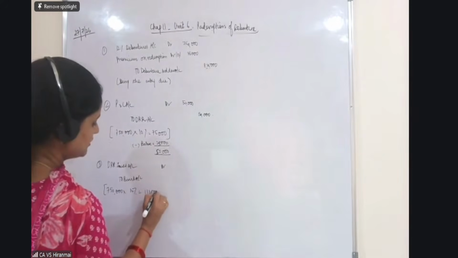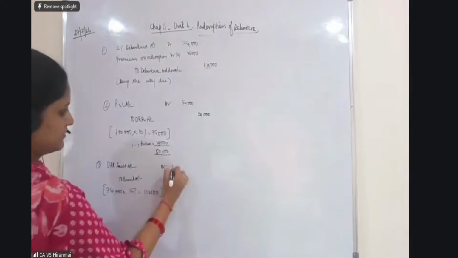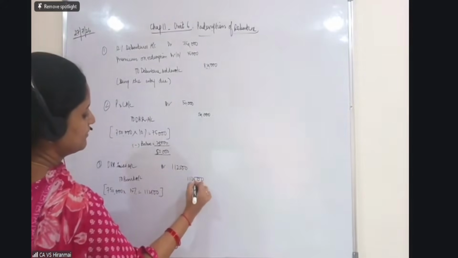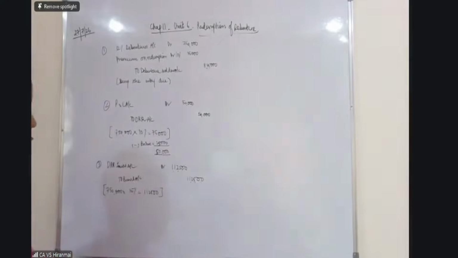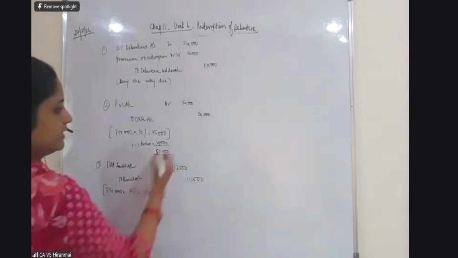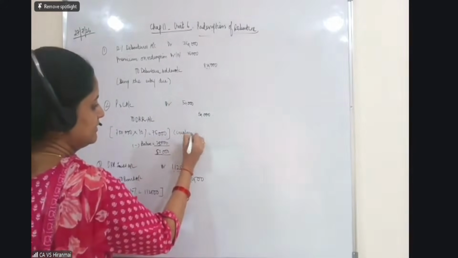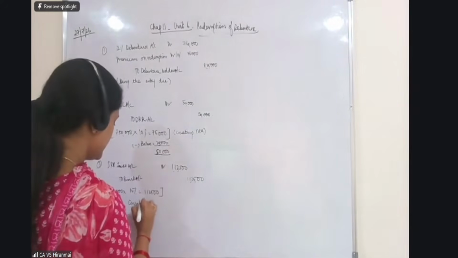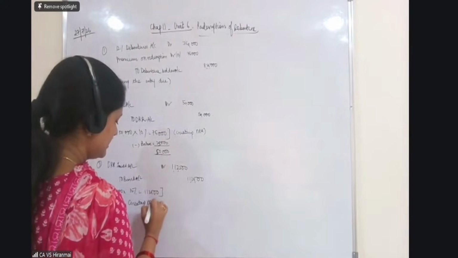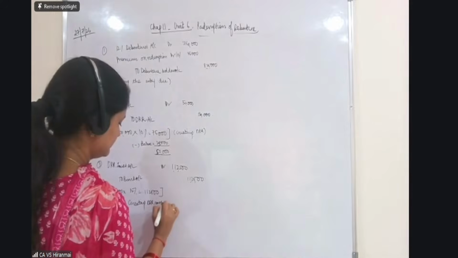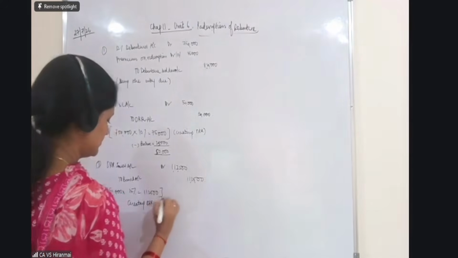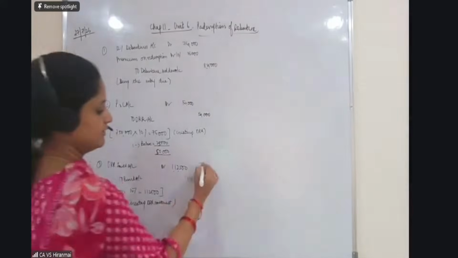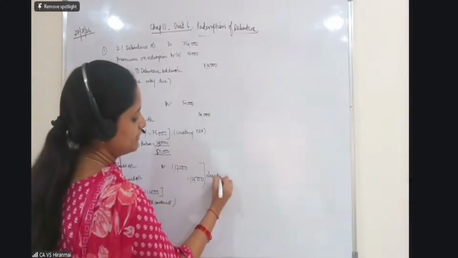This is 15%, 1,12,500. Already invested. 1,12,500. Okay, this is creating the DRR. This is creating the DRR investment. Clear? But this is already created. Already they have given the balance.